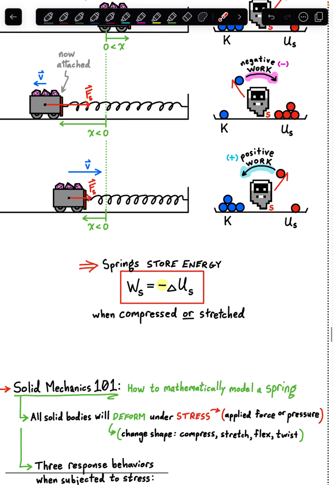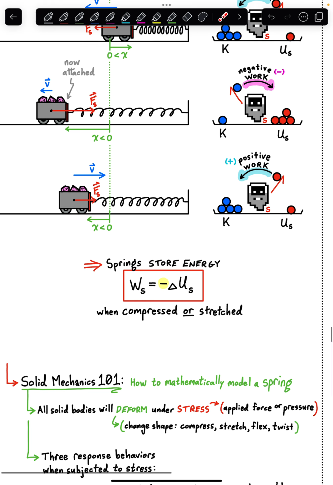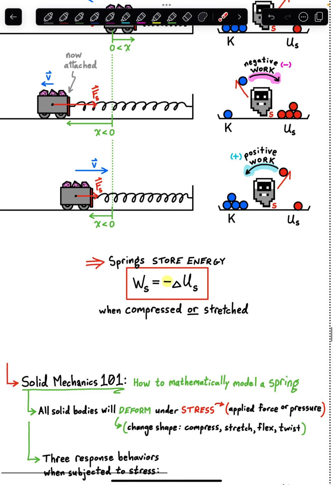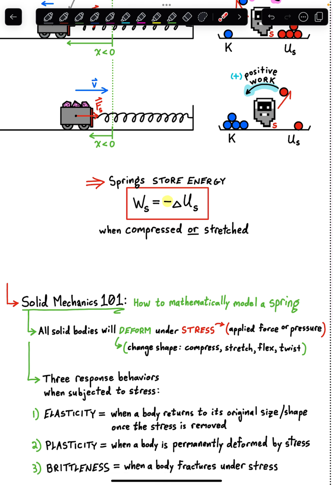And that's going to bring us to the topic of solid mechanics. Here's a little bit of solid mechanics 101. Some principles about how to mathematically model a spring. All solid bodies will deform under stress. Deform means change shape, either by compressing or stretching or flexing or twisting. All solid bodies will deform when you stress them. Stress means an applied force or an applied pressure.